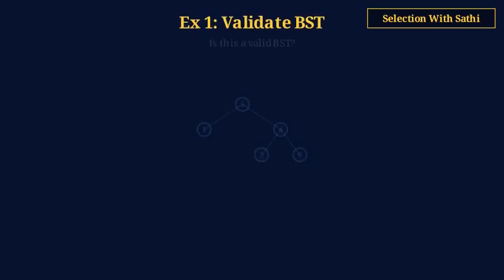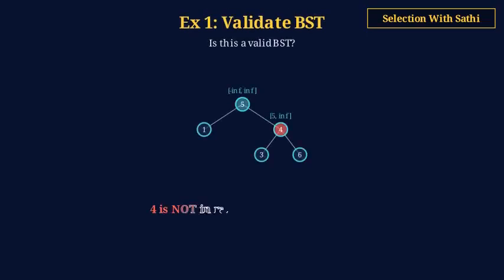Let us validate two trees. Tree A, root 5, left 3 with children 1 and 4, right 8 with children 6 and 9. Node 5, bounds are minus infinity to infinity. 5 is within bounds. Node 3, bounds are minus infinity to 5.